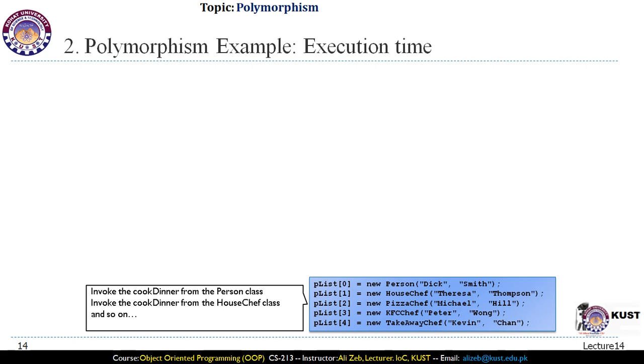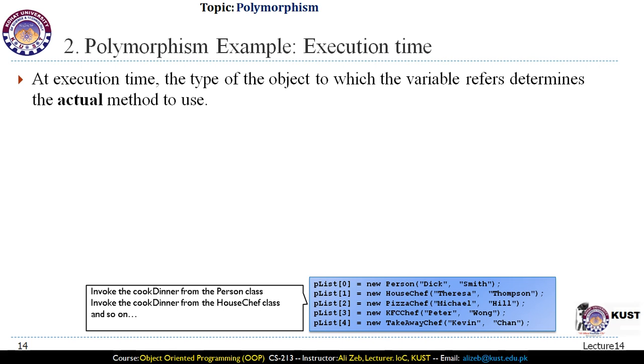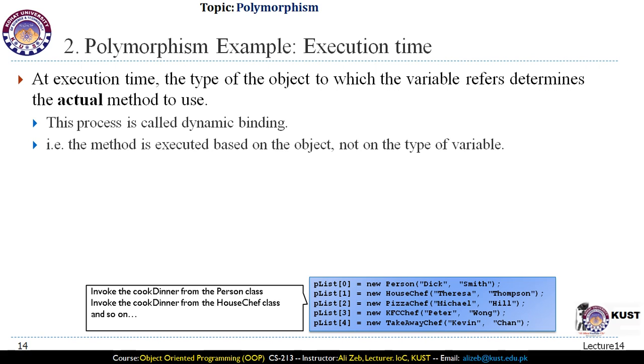Now let's look at what happens at the execution time. At the execution time, the type of the object to which the variable refers determines the actual method to use. We saw this in our earlier examples as well, that it only depended on the type of the object that we were using to call the method. The output of that method was completely dependent on the type of that object, and we'll explain this again. This process is called dynamic binding. The method is executed based on the object, not on the type of variable.